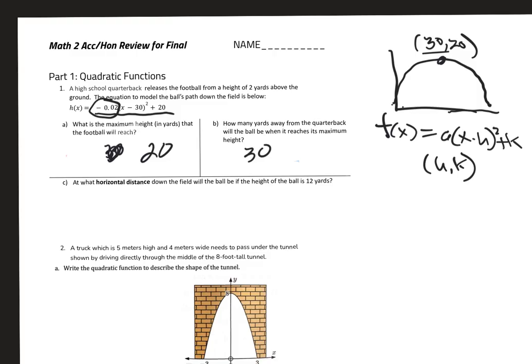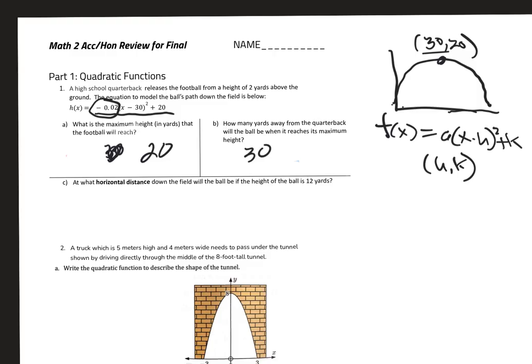So once you have this vertex form, you can immediately figure out what the vertex is without doing any calculation. So this, again, x minus 30 means that when x is equal to 30, it'll be at its maximum, and that maximum will occur when y is equal to 20.